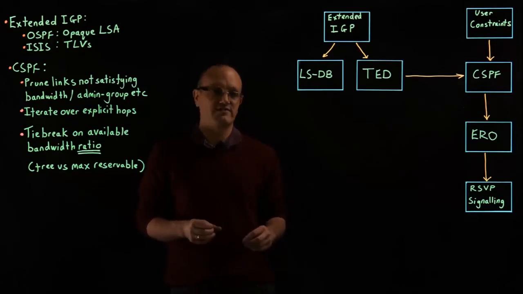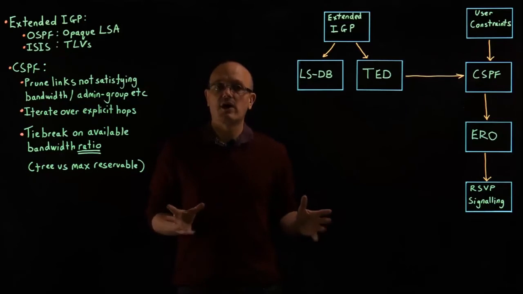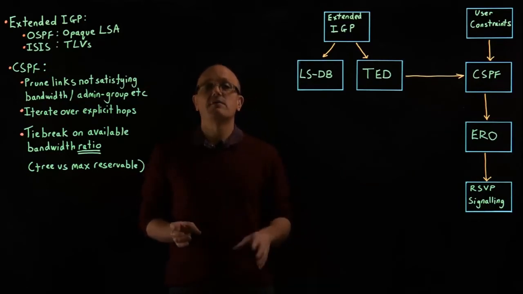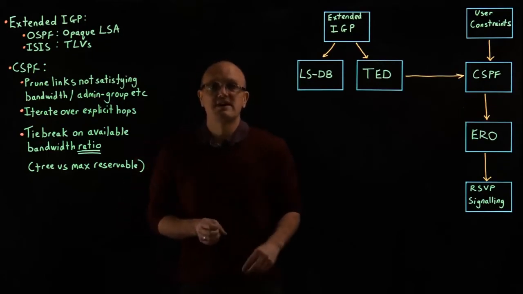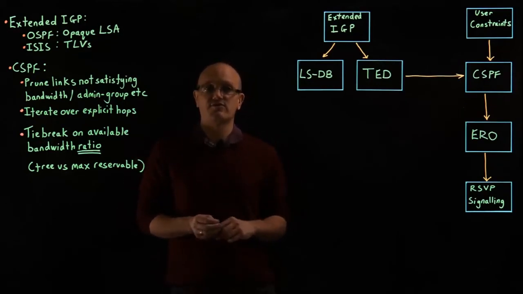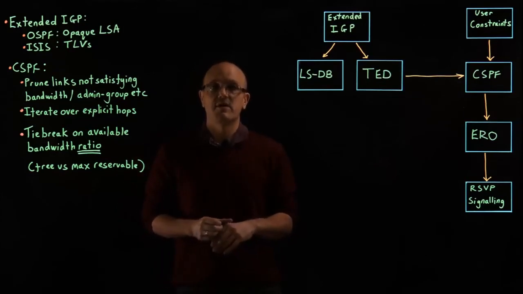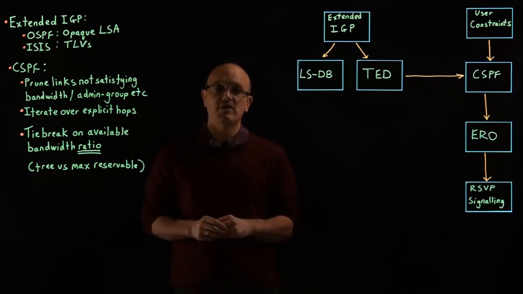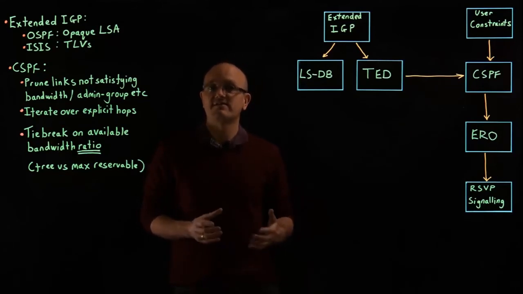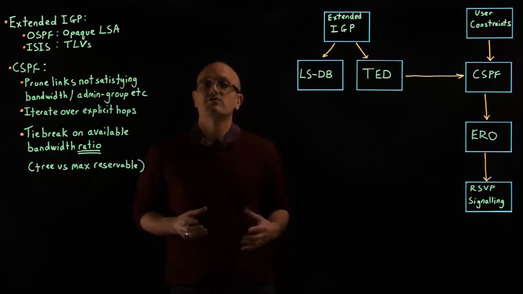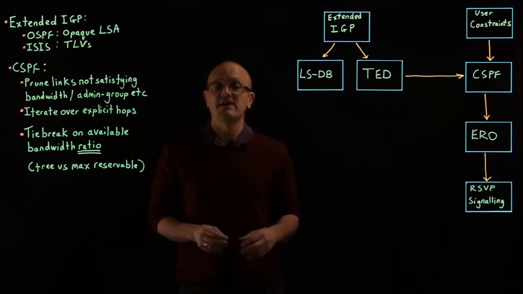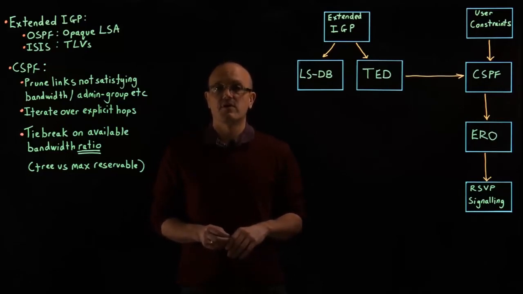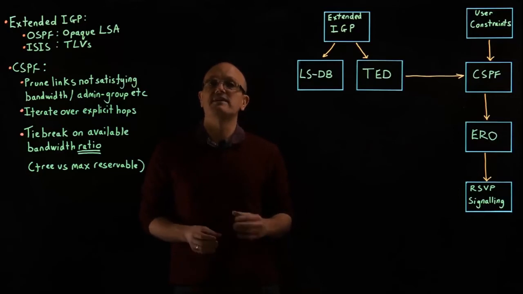And with all these constraints advertised network-wide, we can then have our head-end routers, our ingress LSRs, perform dynamic calculations for LSP placements based on the constraints that have been advertised throughout the network and the constraints that we want these LSPs to fulfill. So with this said, let's have a look at Constrained Shortest Path First, CSPF, in a little bit more detail.